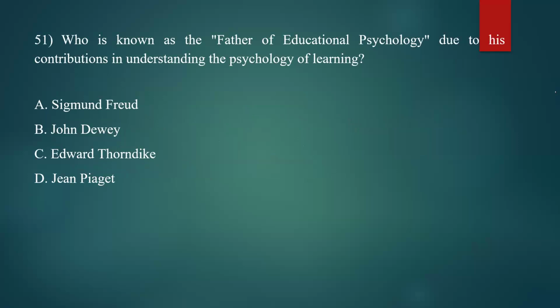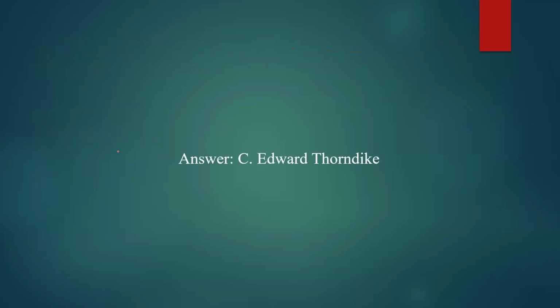Easy one, direct question. Edward Thorndike is related with which? Education psychology. Who is the father of modern psychology? Sigmund Freud will be. Good, good. Sigmund Freud is a person who belongs to modern psychology, and education psychology is related with whom? Thorndike. 52.